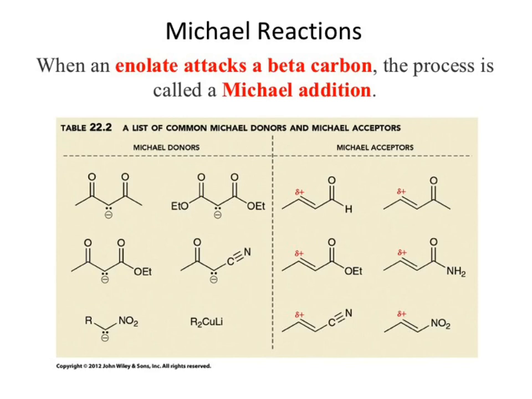So our Michael acceptors: alpha, beta unsaturated carbonyl. Alpha beta unsaturated carbonyl. Yeah, they're all just alpha beta unsaturated carbonyls. That one's not an alpha beta unsaturated carbonyl.